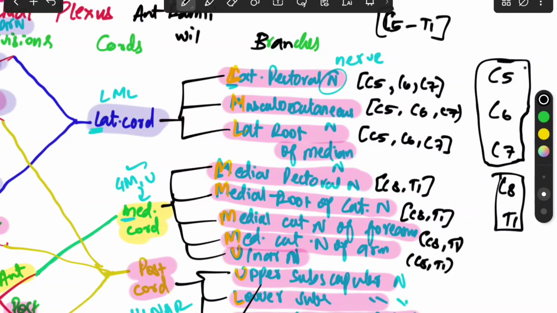But only for the ulnar nerve, I am going to mention another one: C7, C8, and T1. The C8 and T1 remain the same, but here I am going to mention one extra, which is nothing but C7. So C7, C8, and T1.